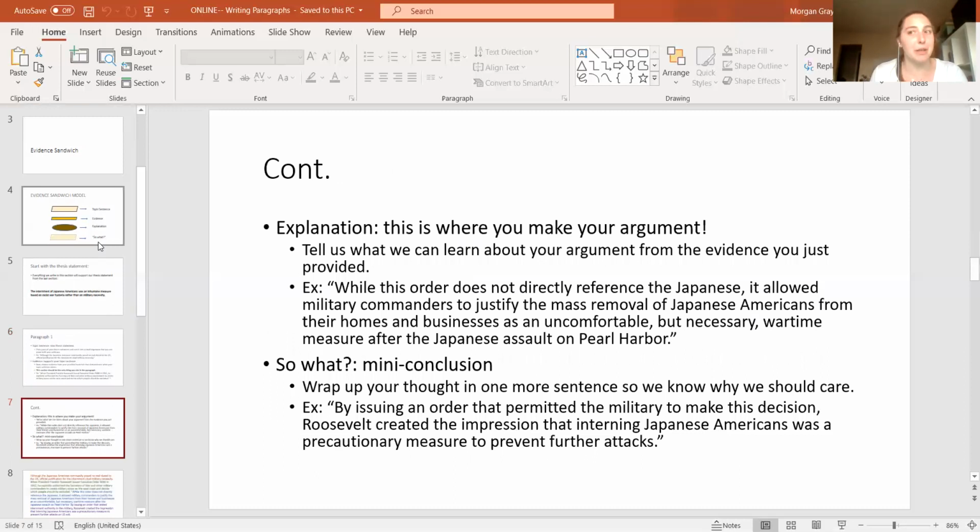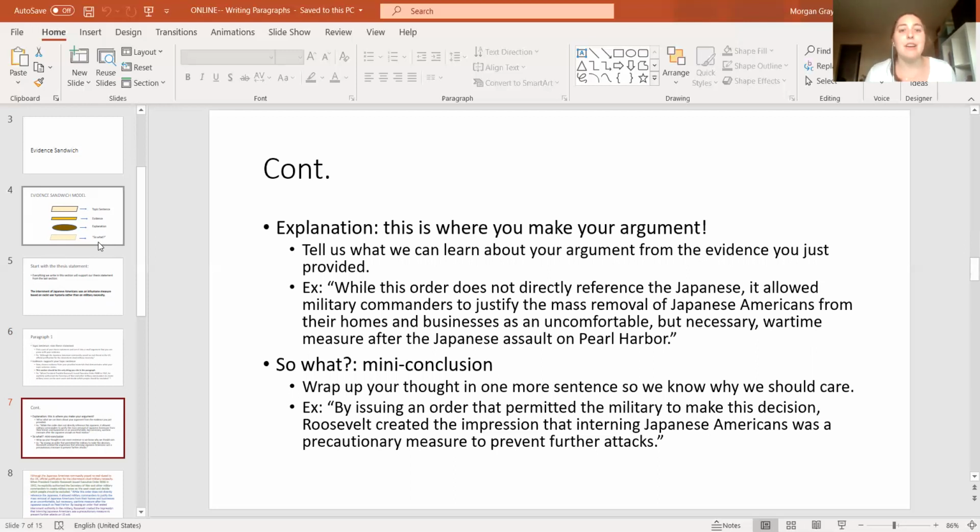This is where you make your argument. Your evidence is not your argument, your explanation is. Tell us what we learn about your argument from that evidence that you just provided. For example, while this order does not directly reference the Japanese, it allowed military commanders to justify the mass removal of Japanese Americans from their homes and businesses as an uncomfortable but necessary wartime measure after the Japanese assault on Pearl Harbor. There you go. Now you have told us why that evidence is important to your paper. How does it support it?